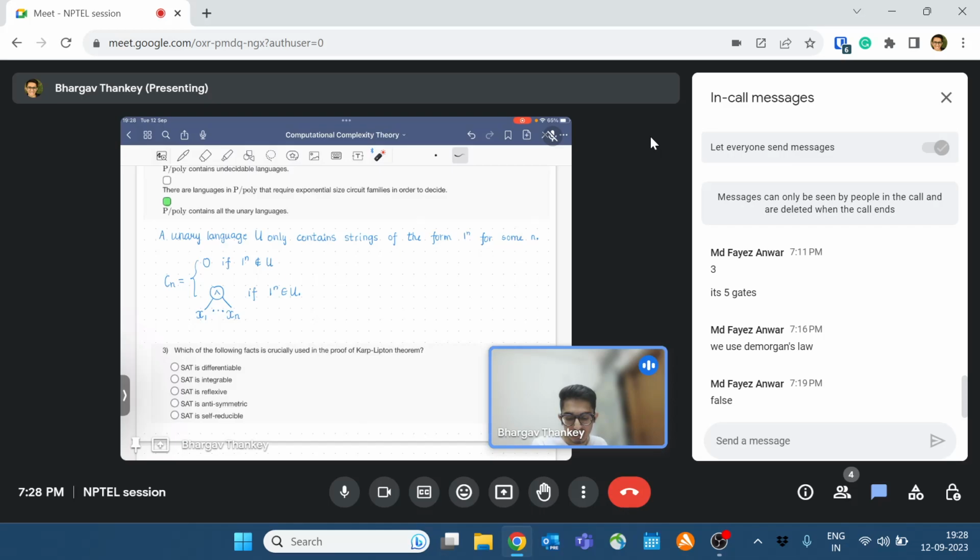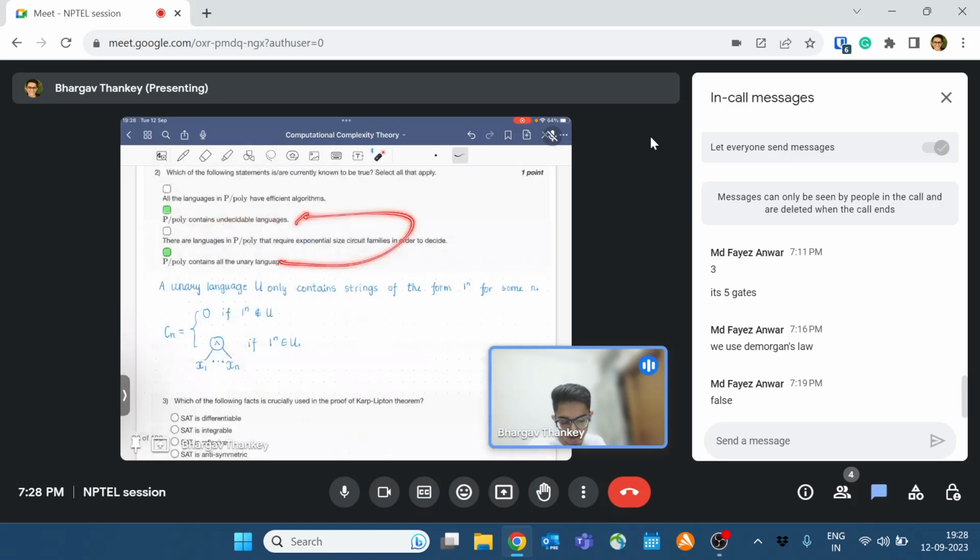So basically the fact that we used was that there is at most one string of size n which can be in U, and we hard coded the string in the circuit. And in fact, you can use this to prove that P slash poly contains undecidable languages because you just take an undecidable language and convert it into unary.